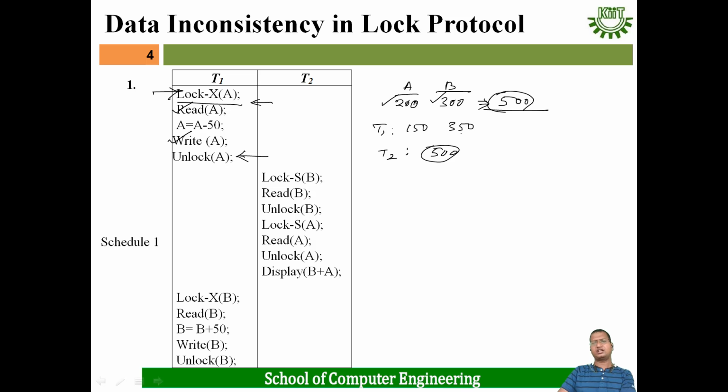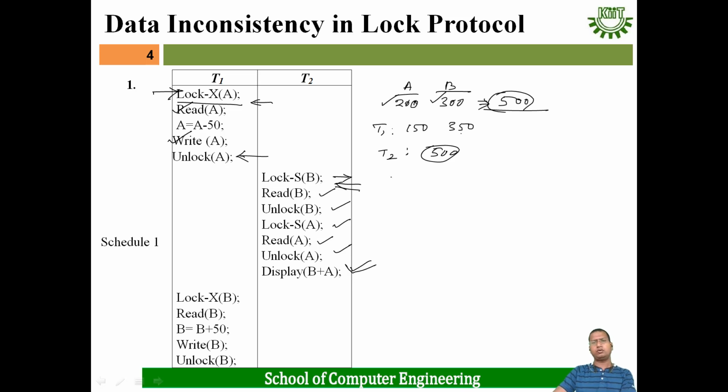Similarly, suppose transaction T2 wants to get the summary of account A and account B. Then transaction T2 requests a read lock on B, because it wants to read the value of B. The concurrency control manager will grant that lock. Then it will read the value of B, then unlock B. Similarly, it will lock A, read A, then unlock A. Then it will display the balance of B and A. In this way, the concurrent schedule gets executed.